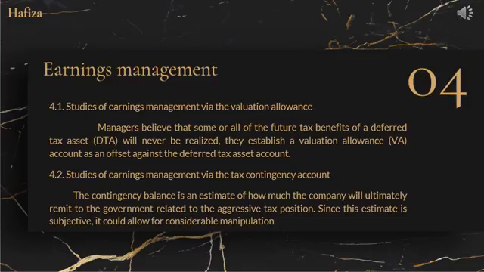Okay, I will explain number 4 about earnings management. It is divided into 5 sections. 4.1, studies of earnings management via the valuation allowance. Managers believe that some or all of the future tax benefits of a deferred tax asset will never be realized. They establish a valuation allowance, or VA, account as an offset against the deferred tax asset account.